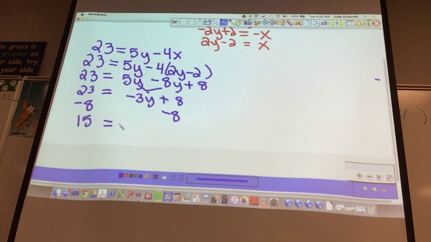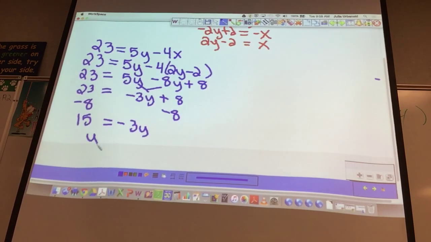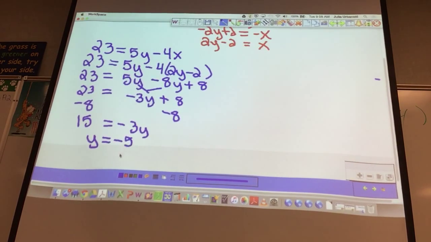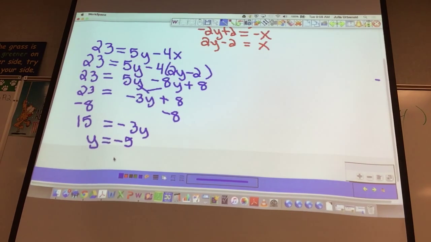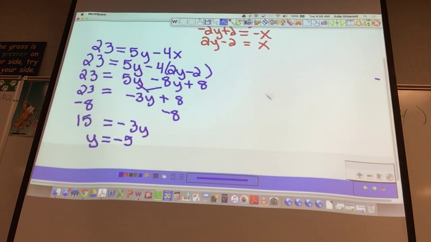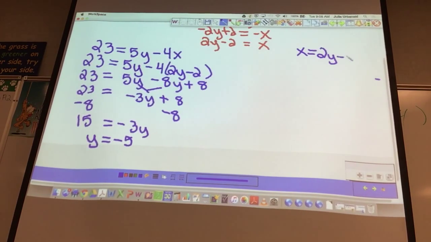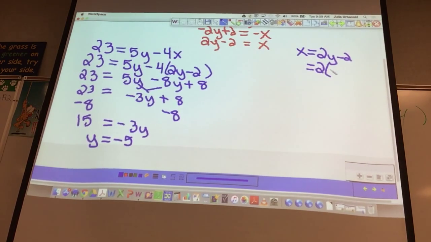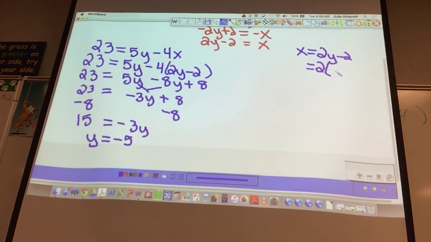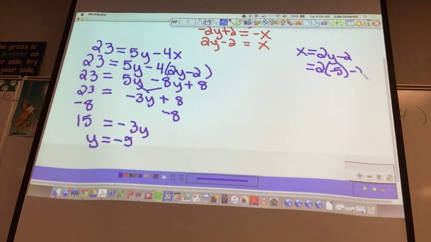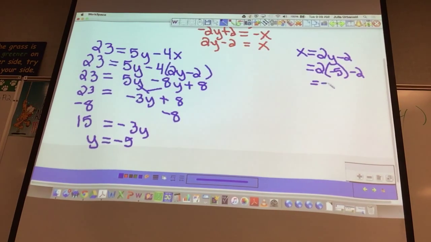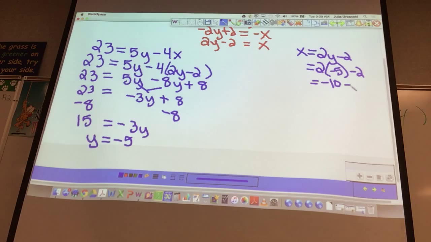And what's our answer for y? Okay, that's a value for y. Is that done? No. We need to figure out x. How do I figure out x? Good. So x equals 2 times, what do I use for y? Negative 5, and then minus 2. Oh, that's negative 10. Negative 10. Minus 2.